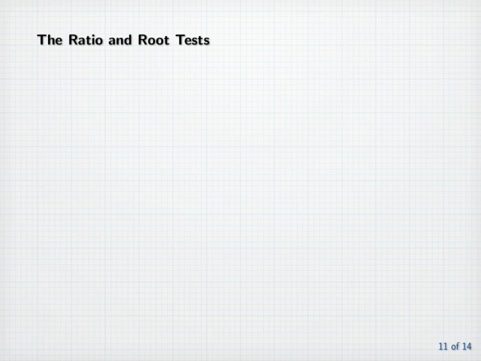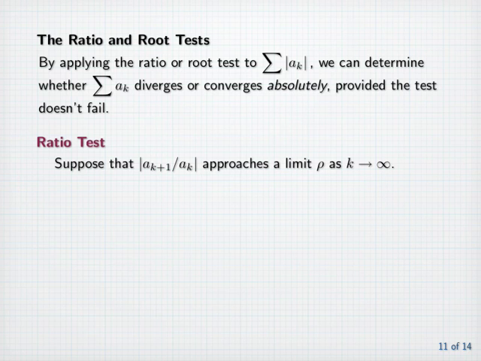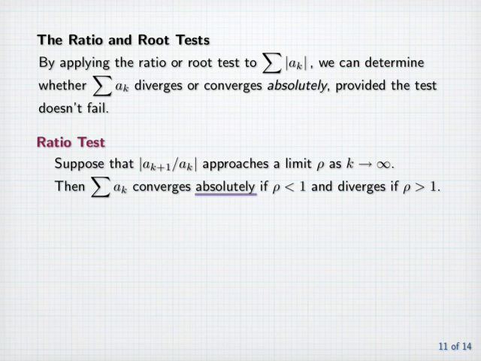The ratio and root tests. By applying the ratio or root test to the sum of the absolute value of a sub k, we can determine whether or not the sum of a sub k diverges or converges absolutely, provided the test doesn't fail. Here's the ratio test. Suppose that the absolute value of a sub k plus 1 divided by a sub k approaches a limit rho as k goes to infinity. Then the sum of a sub k converges absolutely if rho is less than 1 and diverges if rho is greater than 1. If rho equals 1, the test fails.